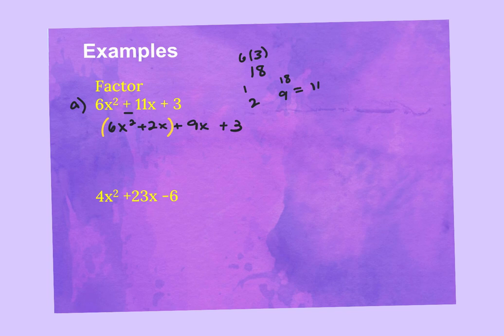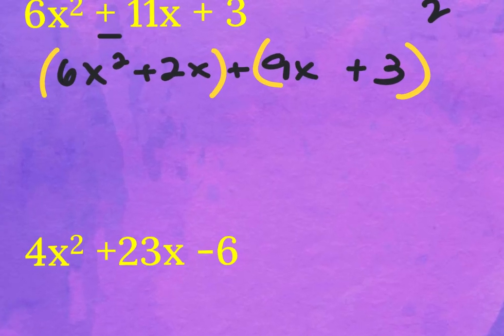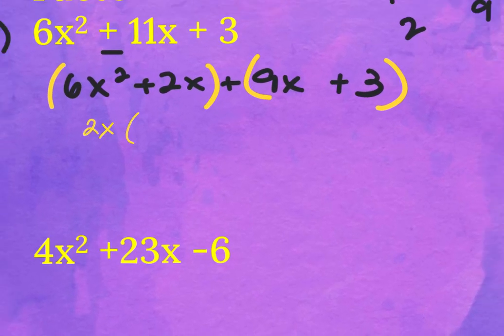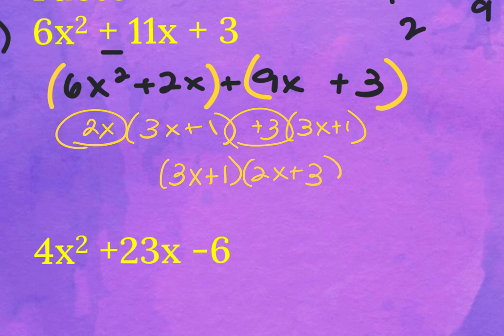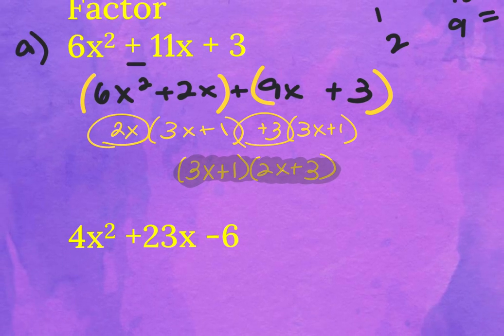And then we factor by grouping. So from the first set of parentheses, I can take out a 2x, and I get 3x plus 1. And the second set of parentheses, I can take out the 3, and I get 3x plus 1. So the 3x plus 1 comes out, and we group together the 2x plus 3. Questions on that method? So that's the first times last.